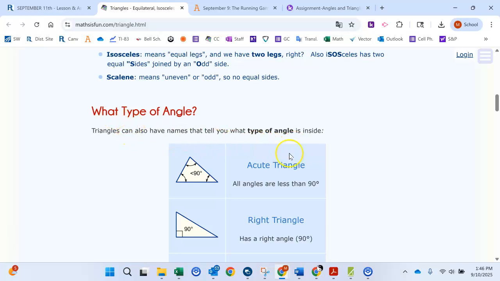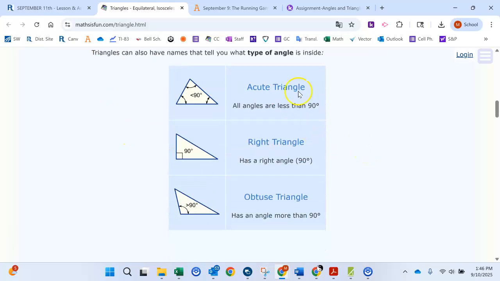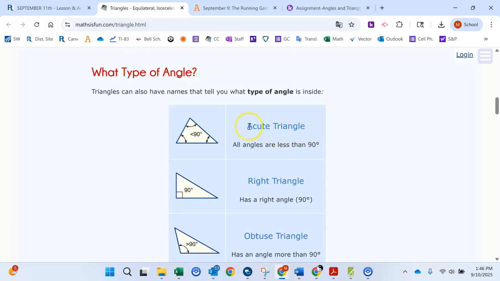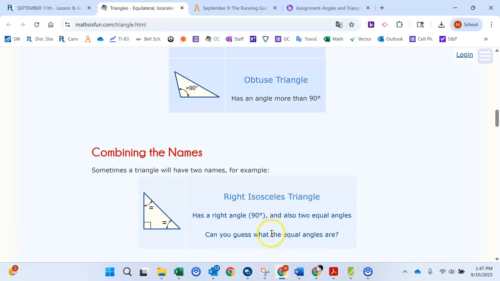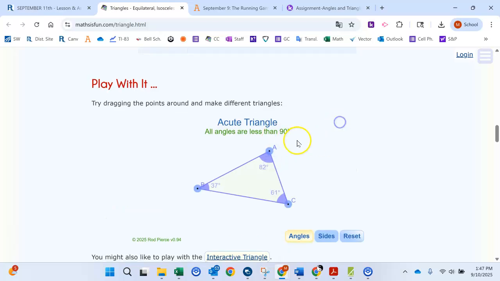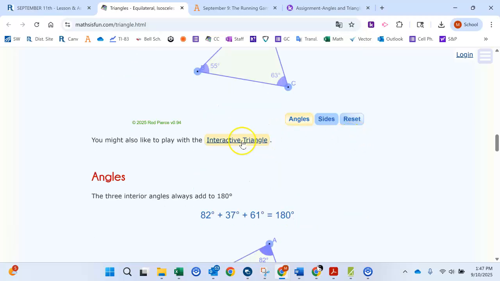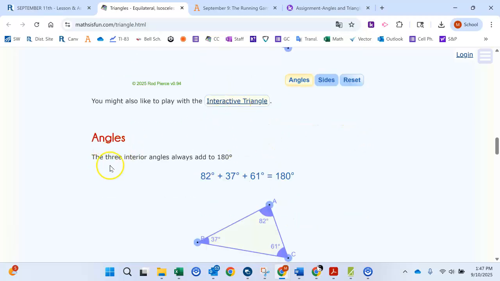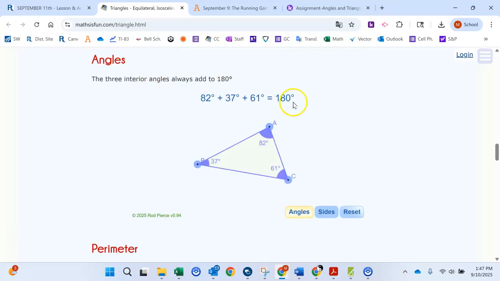So then there's angles here. You already know about acute angles, so you'll learn about acute triangle. Okay, so read this here, and here if you want, you can try playing with this and changing different things, so you can do that if you want. And here's another one with all the angles equal 180, so you can play with that.